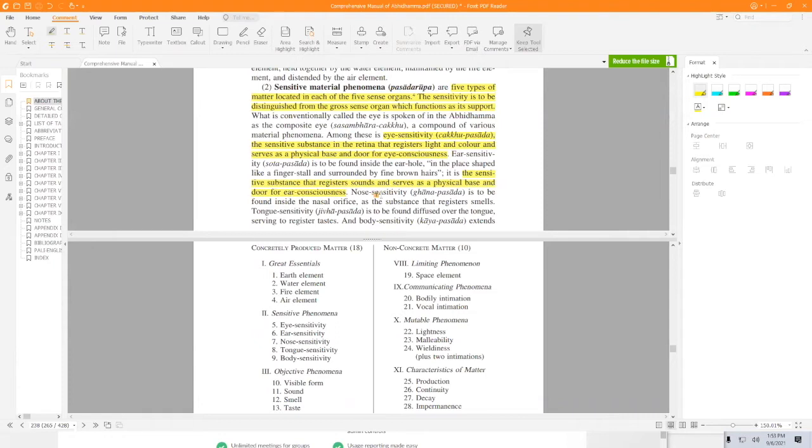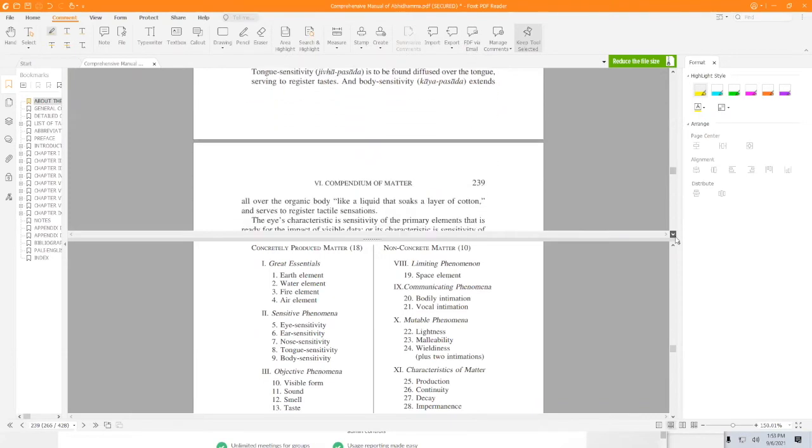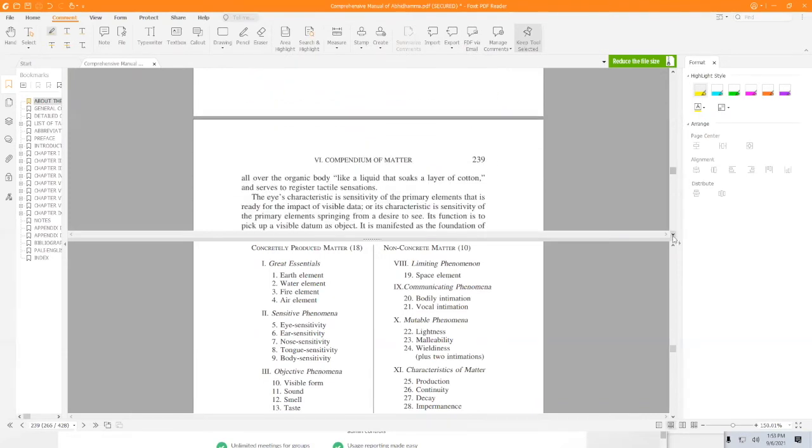And then the nose sensitivity is a subtle substance that can register smells. Tongue sensitivity, diffused over the tongue, registers taste. And body sensitivity is extended throughout the organic body, inside and outside, and it registers tactile sensations.